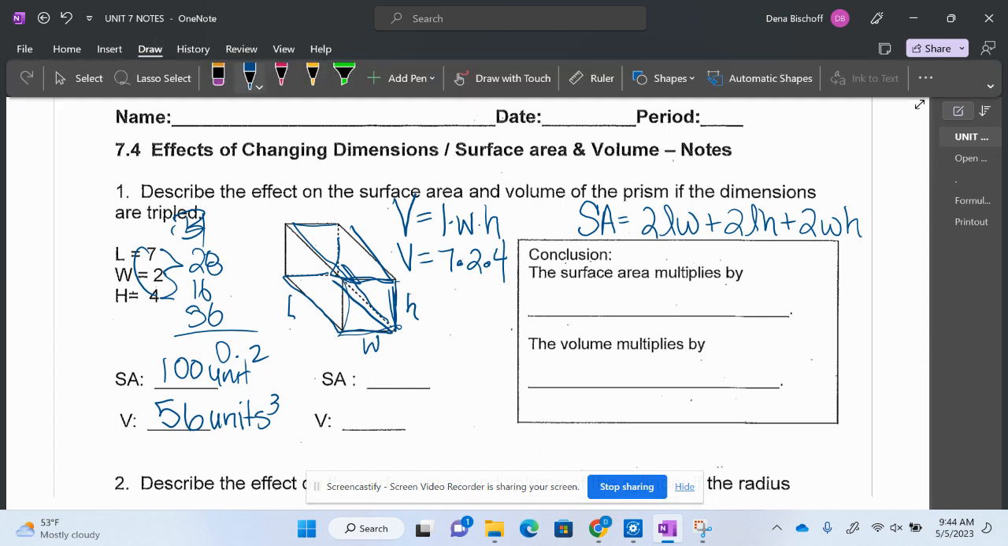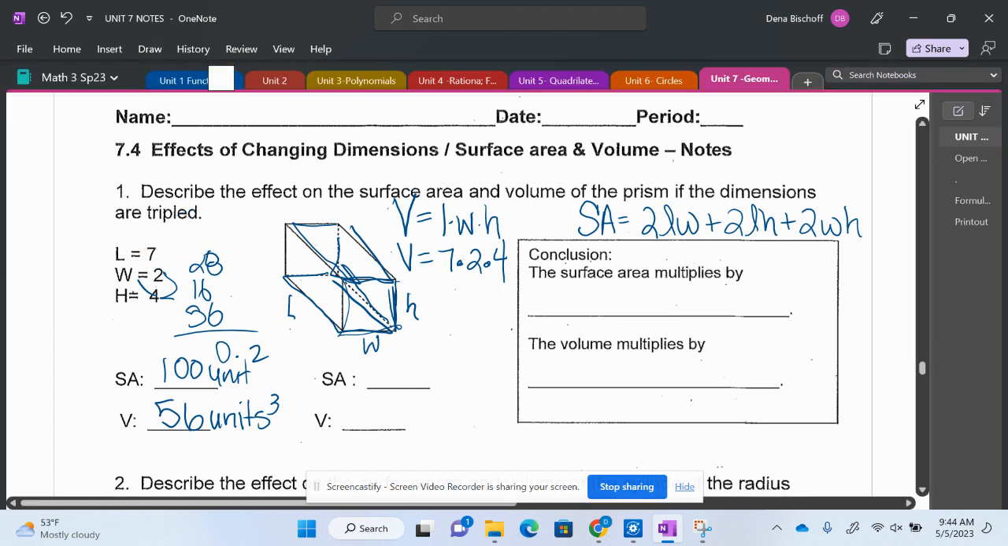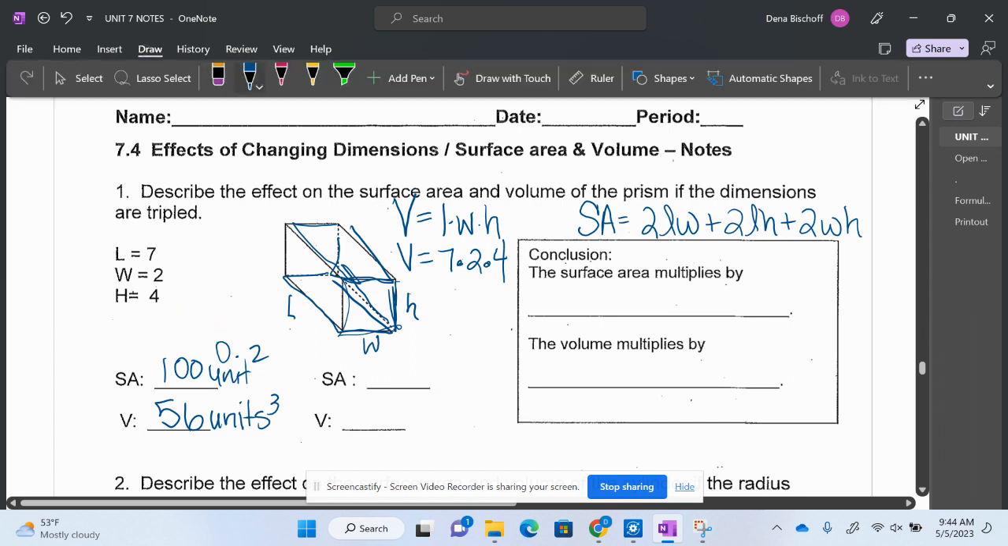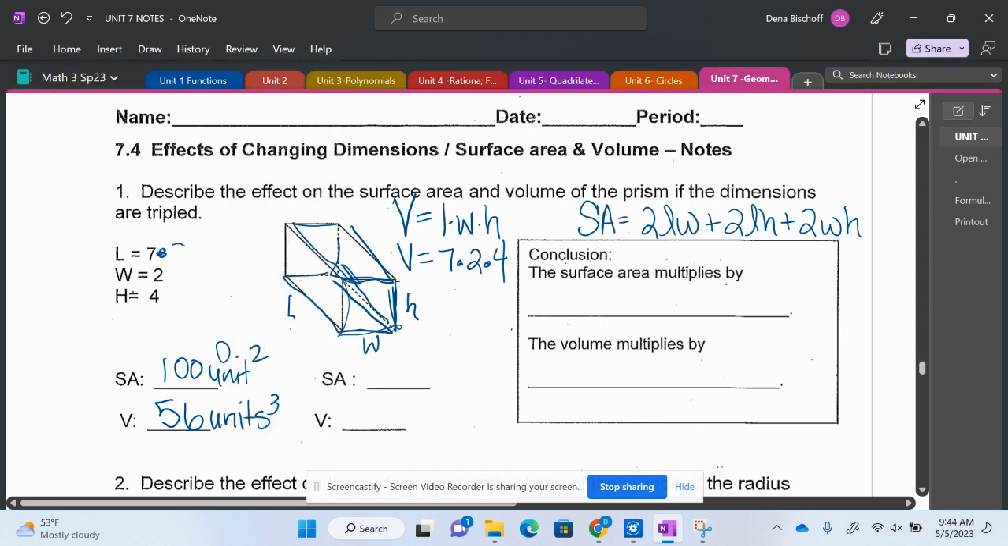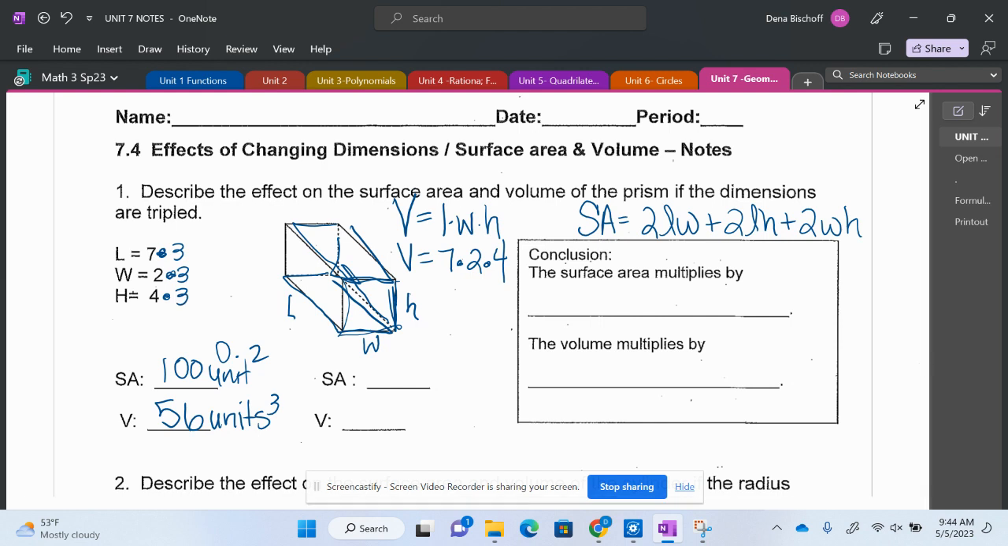So now we're going to take all those dimensions and triple them. Triple means to multiply by what? Yeah, this means just to multiply by 3. So now my length is 21 and my width is 6 and my height is 12.